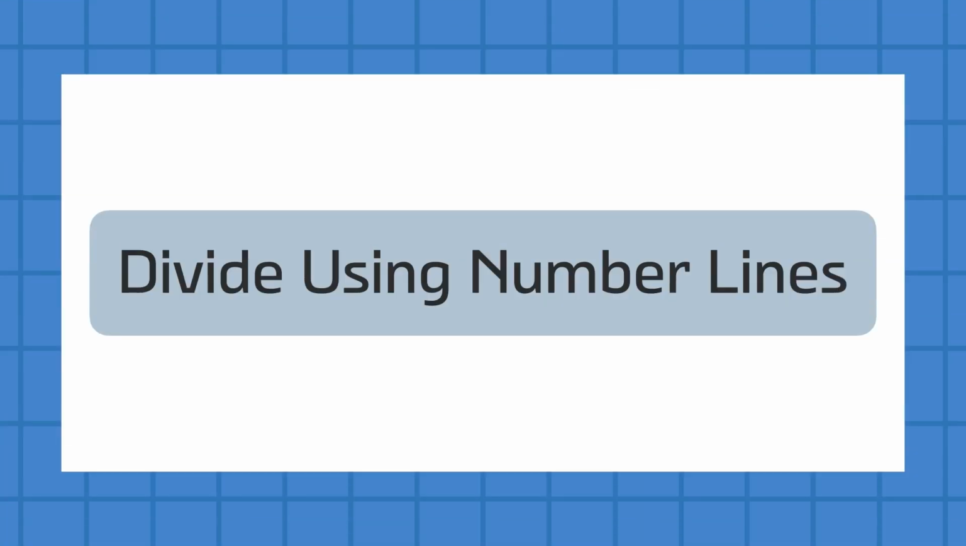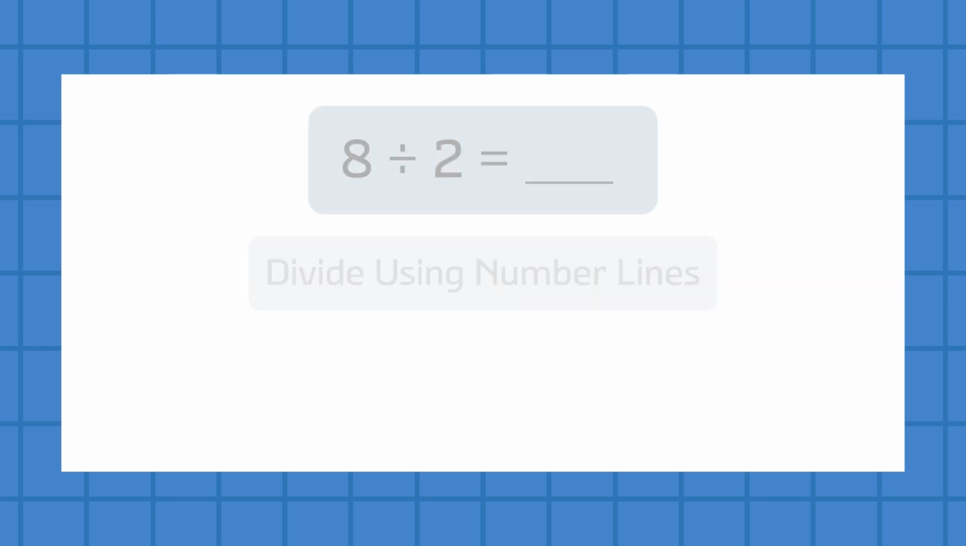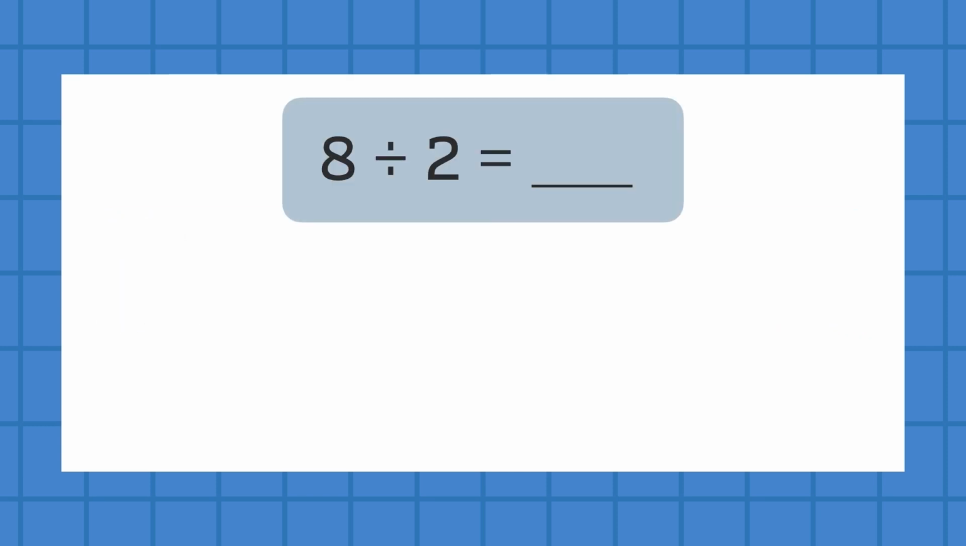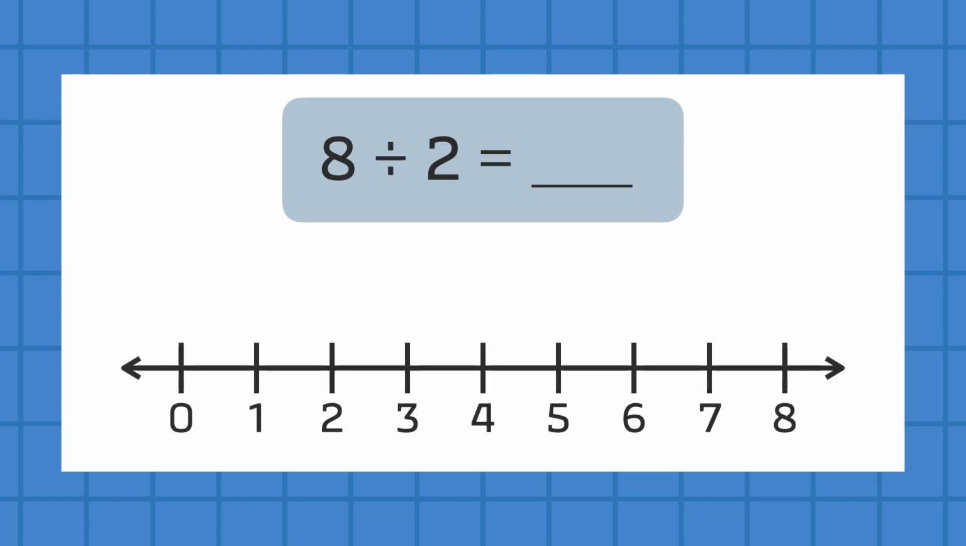Let's divide using number lines. Look at this division problem, 8 divided by 2. Let's learn about one way that we can use a number line to solve this. The first number, 8, tells us where to start on the number line. The second number, 2, tells us how many units should be in each backward jump. We need to keep jumping back until we reach 0.